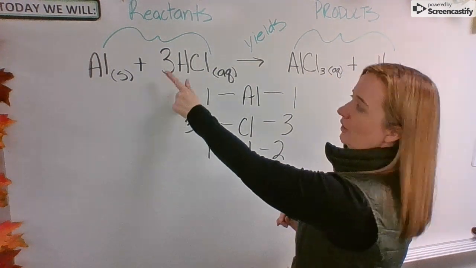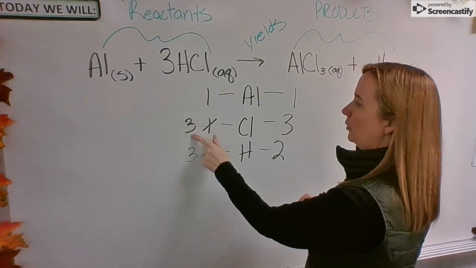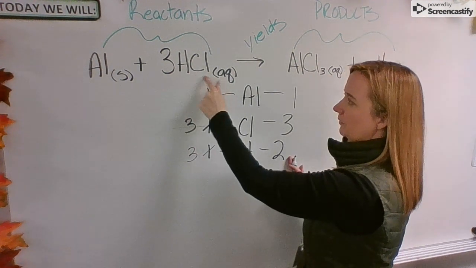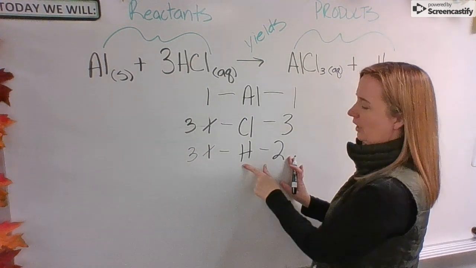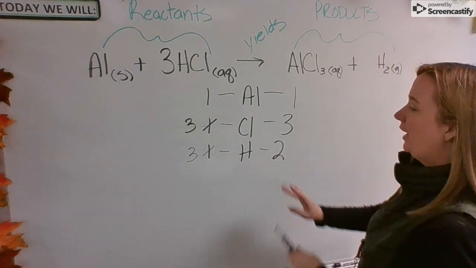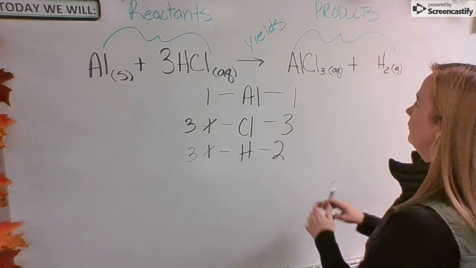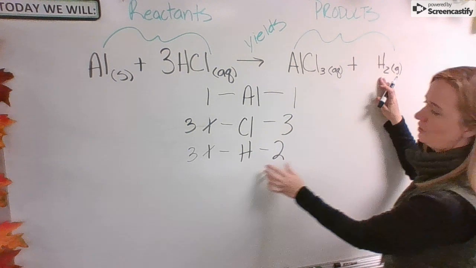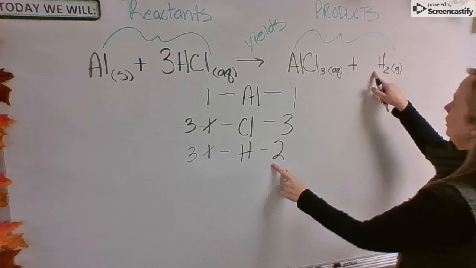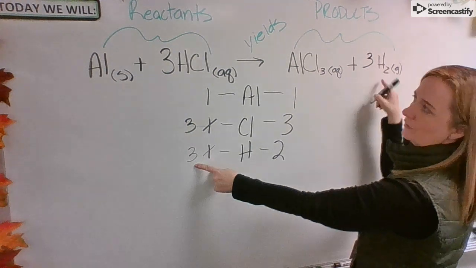So now I'm going to recount. I have 3 hydrogens, 3 chlorines. Well, that works for here, but now this is messed up, putting this coefficient in front of chlorine and hydrogen. Now I have 3 hydrogens, but only 2 on the product side. So now I'm going to have to look at what do I have in common between 2 and 3? Oh, 6. So if I have 6 hydrogens here, 6 hydrogens there, my factor here would be, saying 3 times 2. So I come over here, what times 2 is going to give me 6? That was 3.